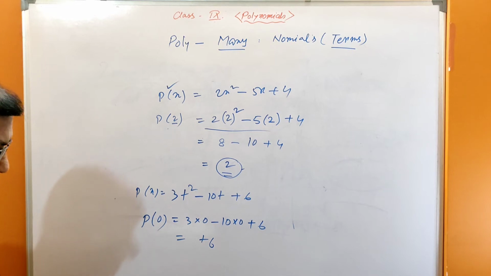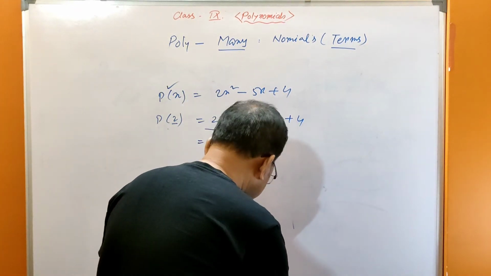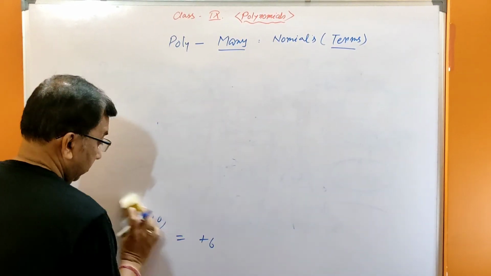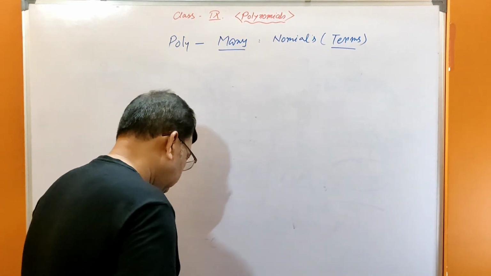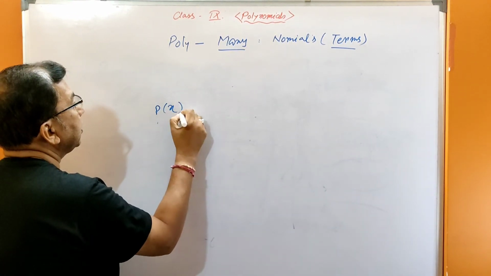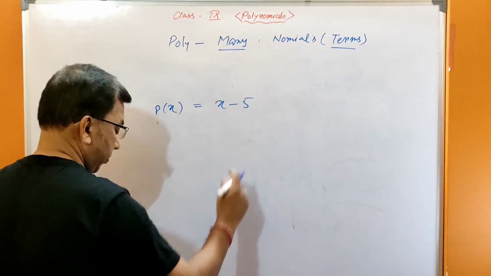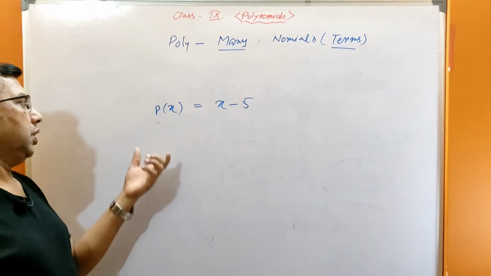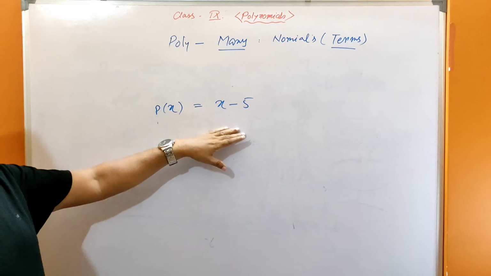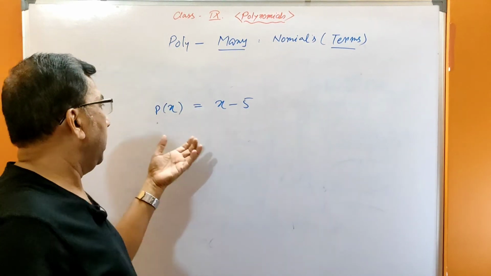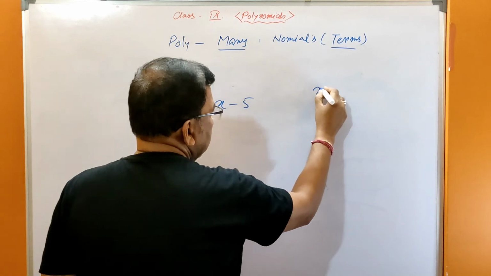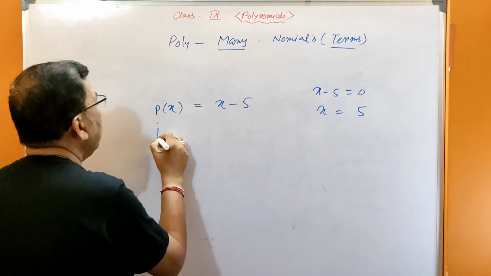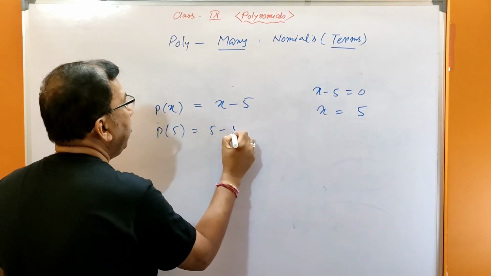Now find the zero of the polynomial. A question comes, find the zero of the polynomial. Suppose p(x) equals x minus 5. Okay, p(x) equals x minus 5 is given. So you have to find out the zero of the polynomial. This is the root of the polynomial. If p(x) equals 0, means x minus 5 equals 0, or x equals what? 5.